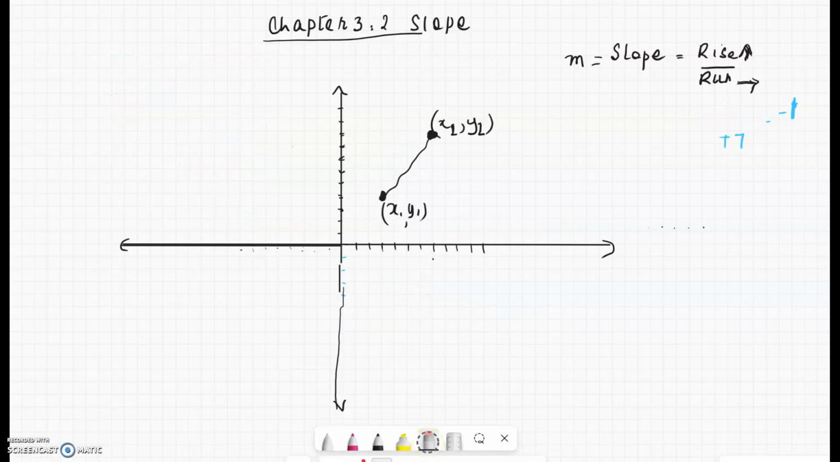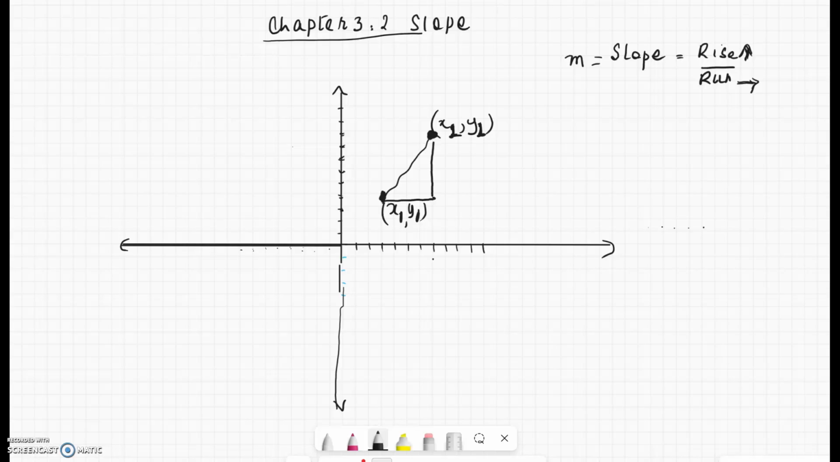Now we'll find the general formula for the slope. If we have 2 general points, x1, y1 and x2, y2, if you have subscripts, then that tells you a specific value, which is a specific point on the line. So x1, y1 and x2, y2 are 2 specific points on the line. What's the slope of the line joining these 2 points?